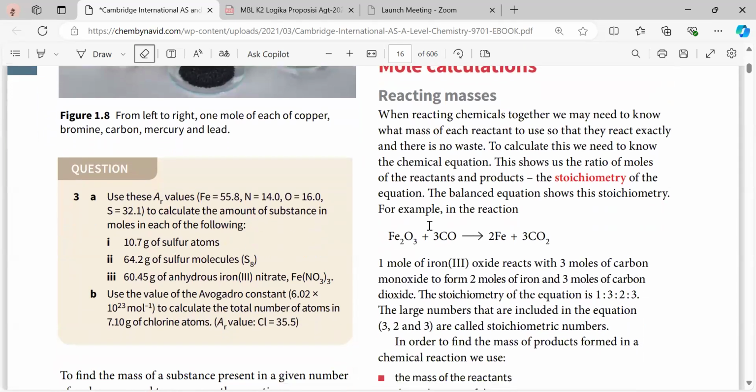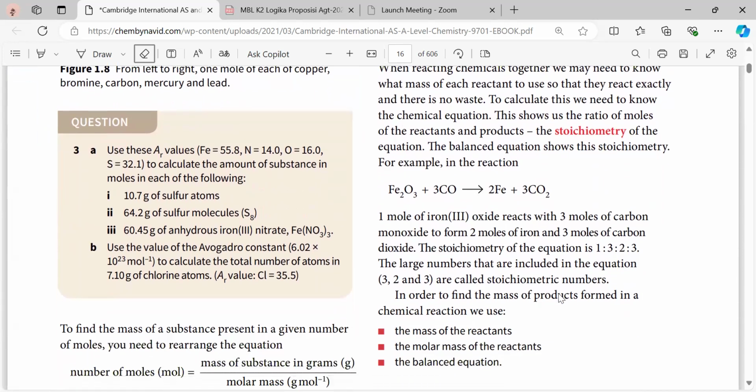So this is basically how you write the reaction right here. 1 mole of iron(III) oxide reacts with 3 moles of carbon monoxide to form 2 moles of iron and 3 moles of carbon dioxide. So this is basically the reaction and its outcomes. The stoichiometry of the equation is 1, 3, 2, 3. The large numbers included in the equation, 1, 3, 2, and 3, are called stoichiometric numbers.